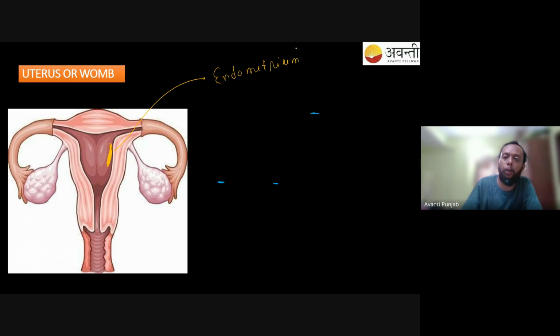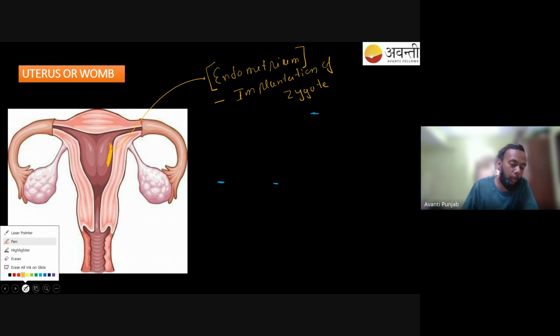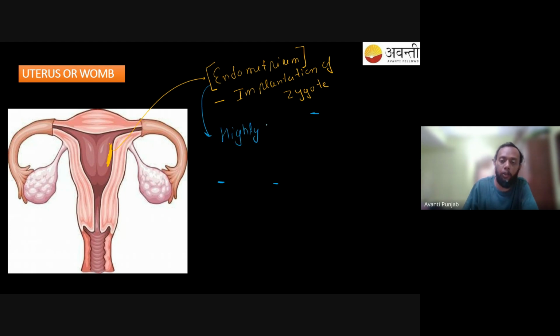When you get a term like endometrium, you should know one thing very clearly: this is the site where implantation takes place. If someone asks where in the uterus implantation occurs, the endometrium is the site. Implantation of the zygote occurs here. There is one more thing you have to know: the endometrium has a good amount of blood vessels and glands, so it is highly vascular.